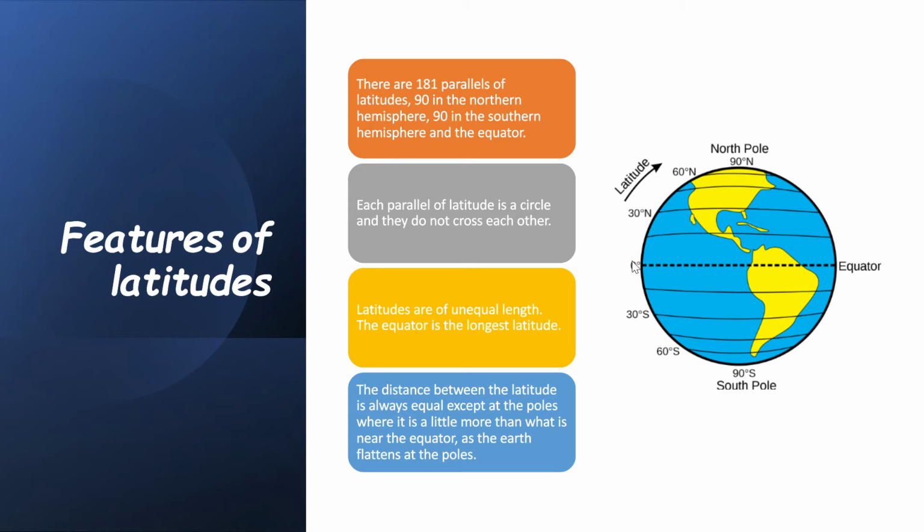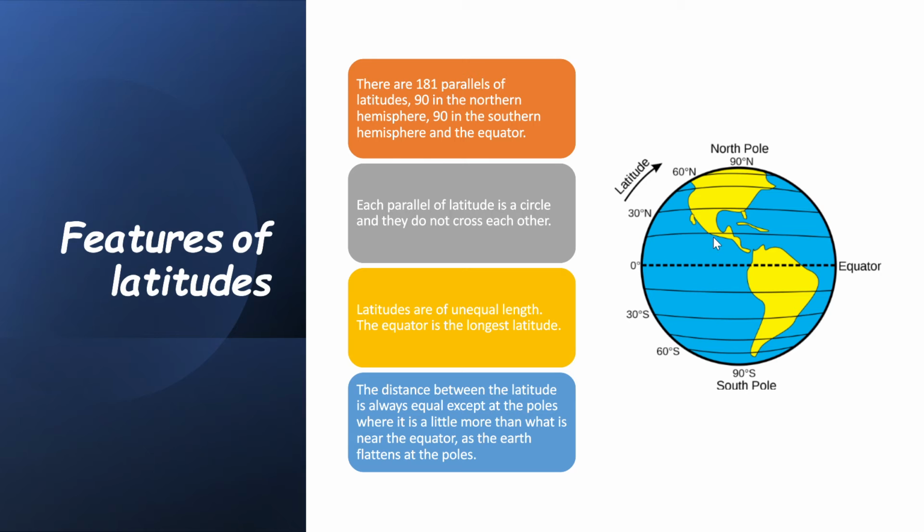We have already discussed that the earth is bulging in the center, so the equator is the longest latitude, and as it moves towards the pole, the lines of latitudes decrease in size. The distance between the latitudes is always equal except at the poles. Why? Because at the poles the distance is a little bit more than that of the equator, because the earth flattens at the poles.